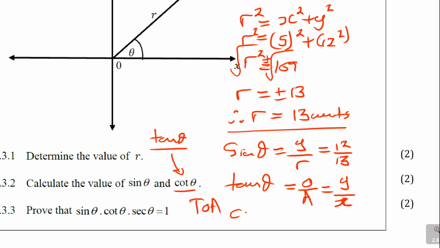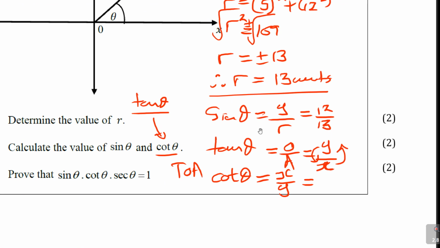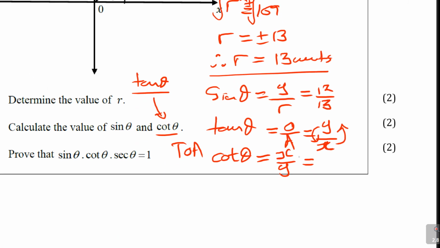Then cot is the inverse. You invert tan. So meaning x goes to the top, y goes to the bottom. So it becomes x over y. Then what is x? If we go back, x is 5 and y is 12. So this becomes 5 over 12. Alright, so this is how you solve these questions, guys.